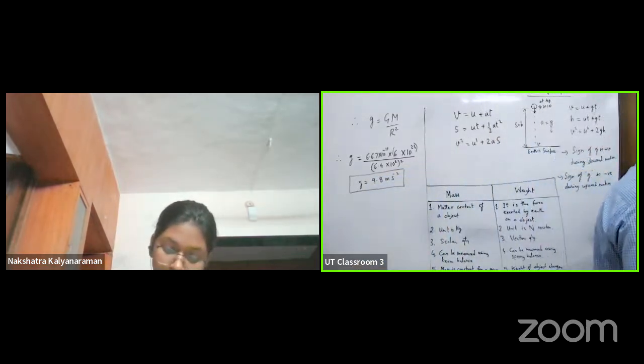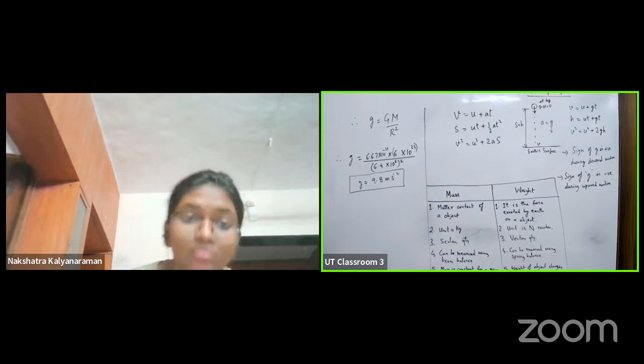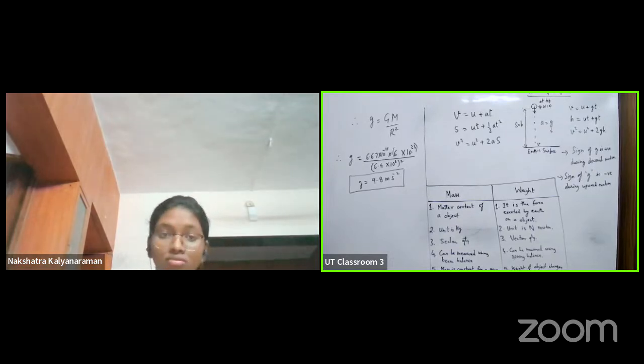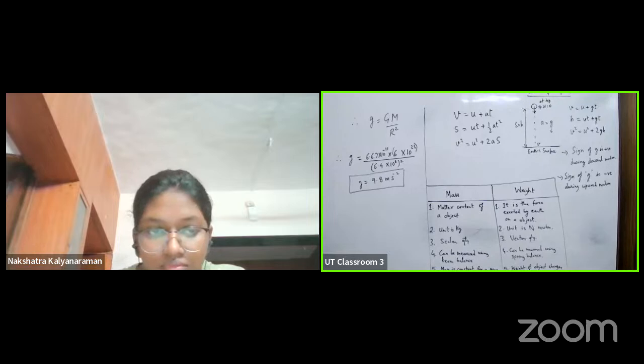So acceleration due to gravity is different at different places. On the earth also, it is more at the poles and less at the equator. So the same object will weigh more at the poles and less at the equator.